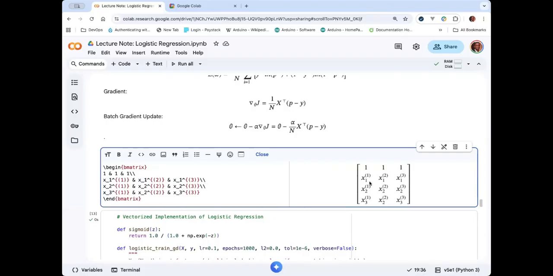Okay, so this is the transpose, right? So this is X transpose now.